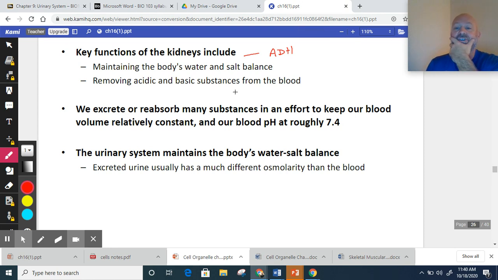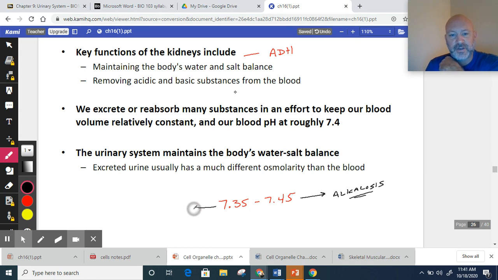For blood pH, we need to keep the blood pH between the range of 7.35 and 7.45. If the blood pH extends above 7.45, that is called alkalosis. The state of alkalosis is not very good, and if it goes below that, this is called acidosis. And neither of these things are very good.